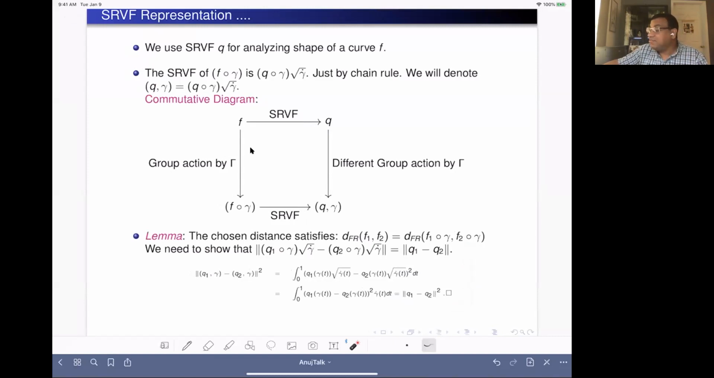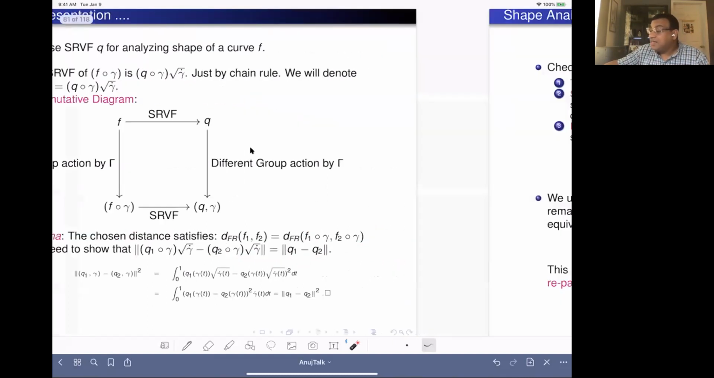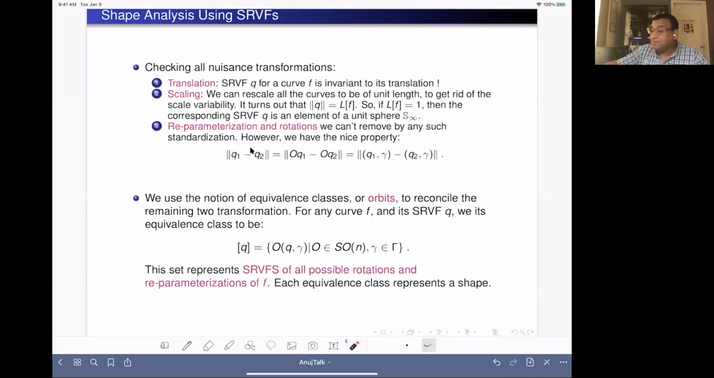This says that if I start with two curves, F1 and F2, and reparameterize both of the curves in the same way, then this distance, the L2 norm between their SRVFs, does not change. This is invariant. And that's a very important property to have for shape analysis. And so that leads to the following setup.